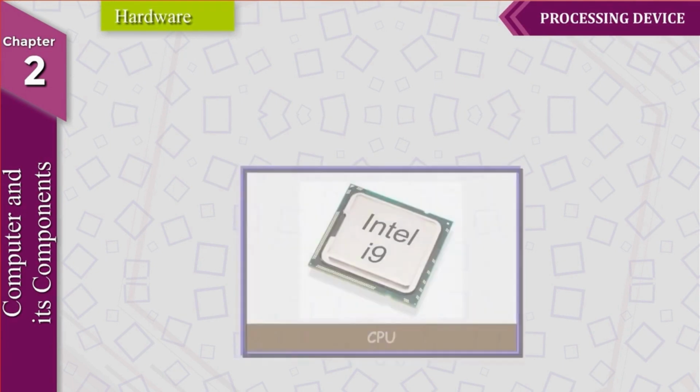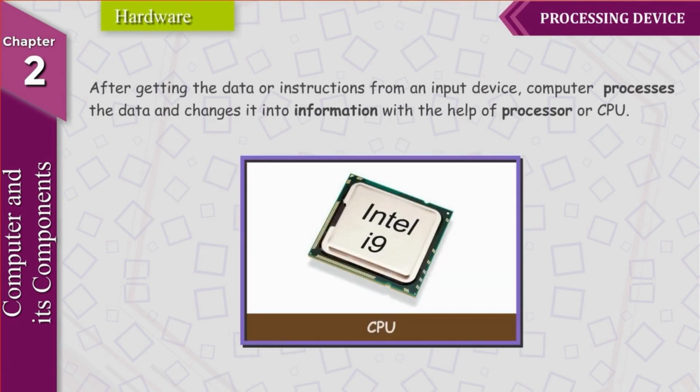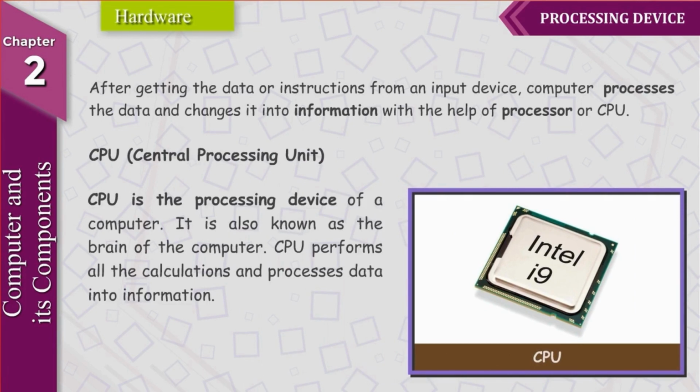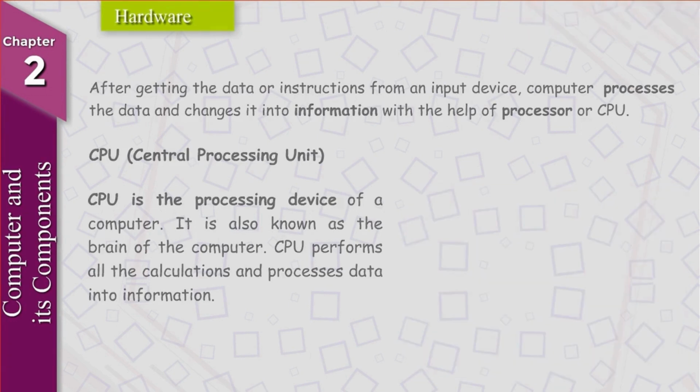Processing device. After getting the data or instructions from an input device, computer processes the data and changes it into information with the help of processor or CPU. CPU, Central Processing Unit. CPU is the processing device of a computer. It is also known as the brain of the computer. CPU performs all the calculations and processes data into information.